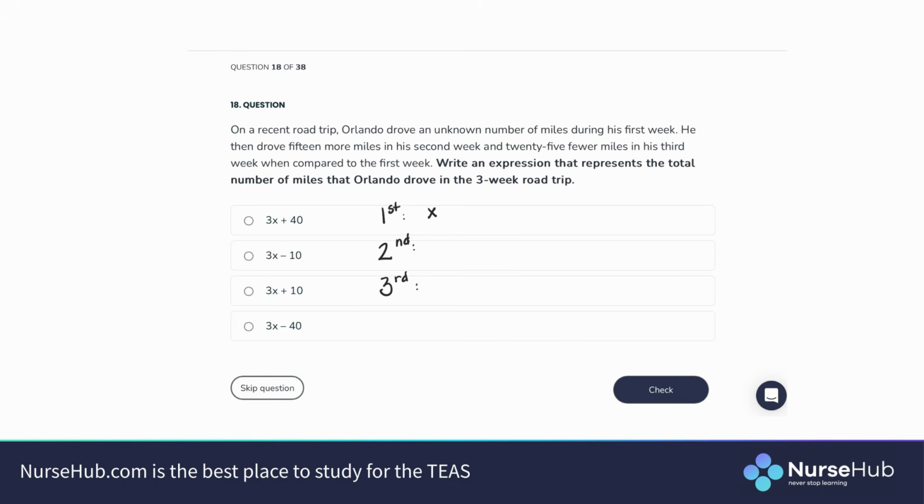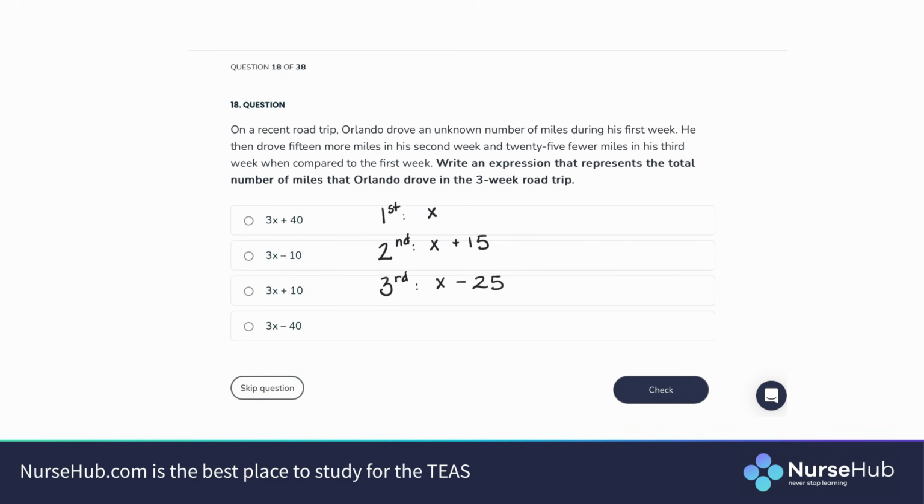He then drove 15 more miles in his second week. So that means that's the first week plus 15. And 25 fewer miles in his third week when compared to the first week. So if he drove 25 fewer miles, that's X minus 25.